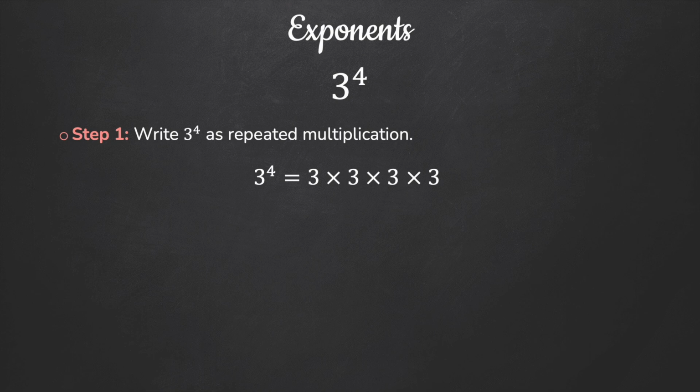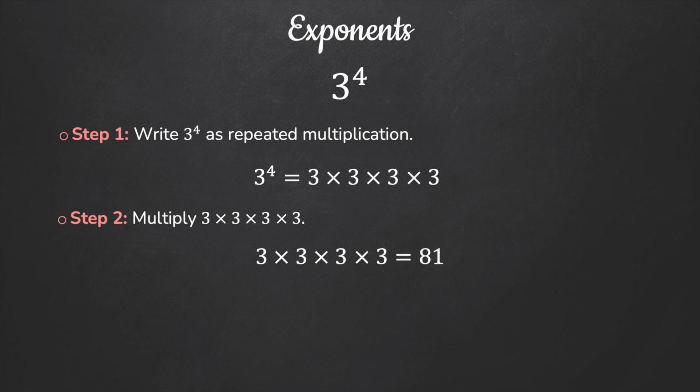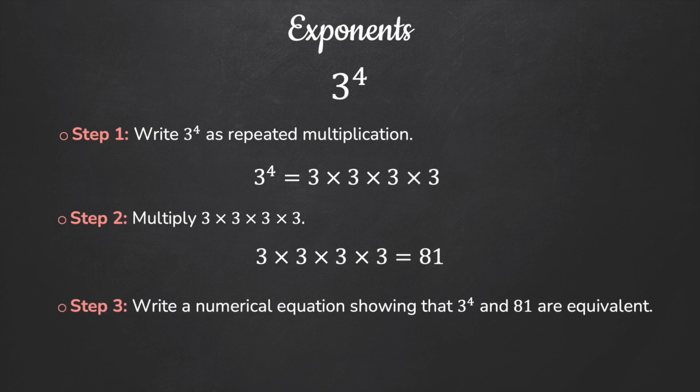Now, we know to use 3 as a repeated factor because that's the base, and we know to write it out 4 times because that's our exponent. Next, we're going to multiply 3 times 3 times 3 times 3, and that equals 81. Finally, we want to write a numerical equation showing that 3 to the power of 4 and 81 are equivalent, because when we evaluated 3 to the power of 4, we got an answer of 81. So we're going to show that they are in fact equivalent.